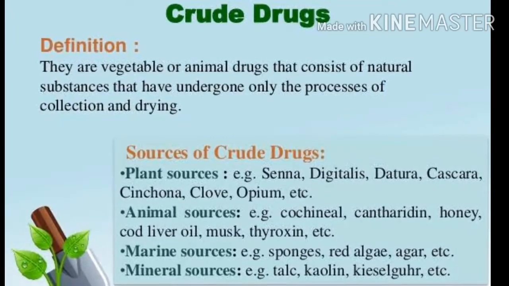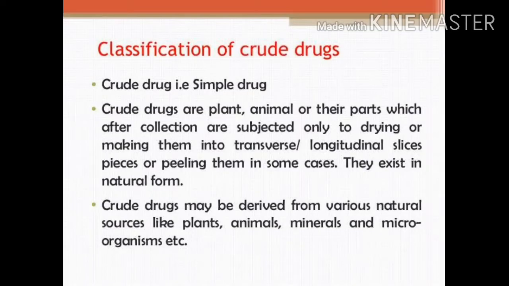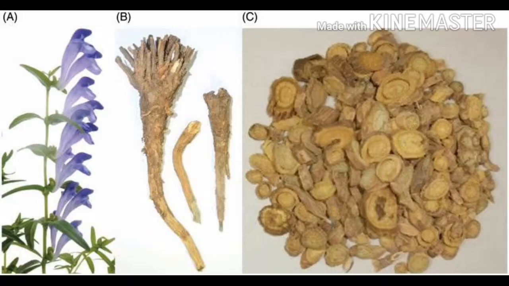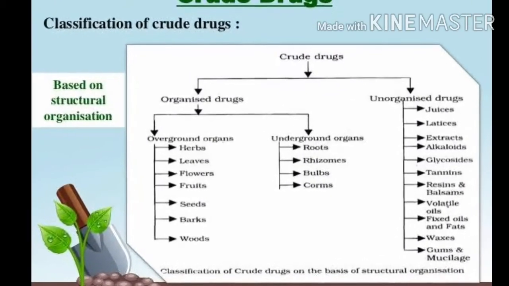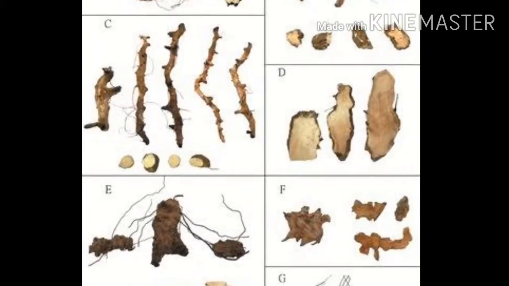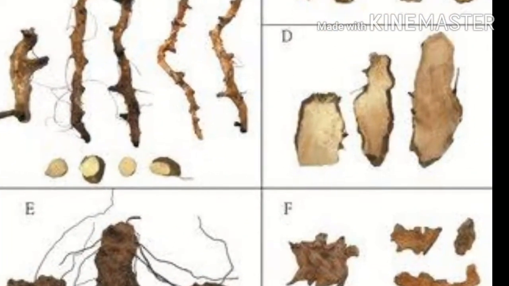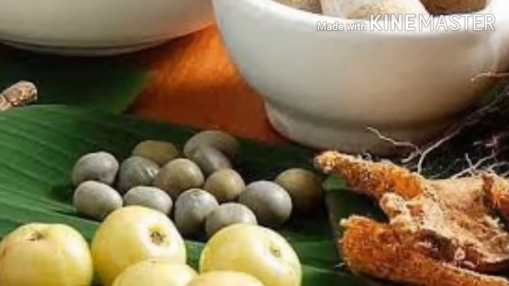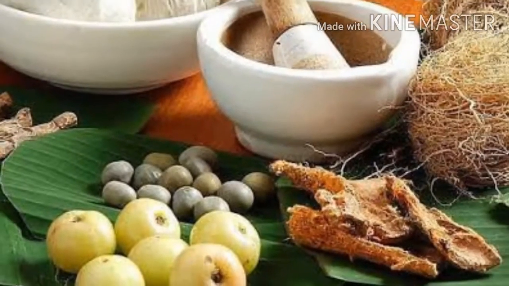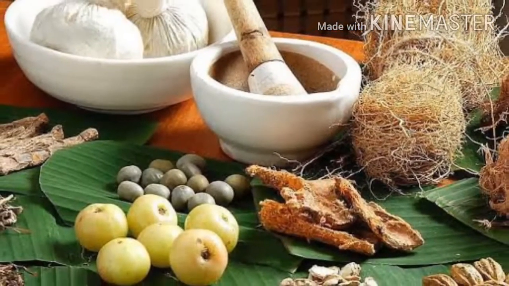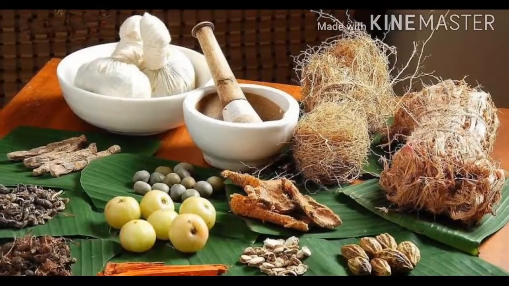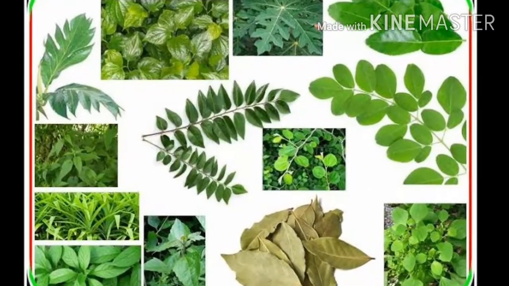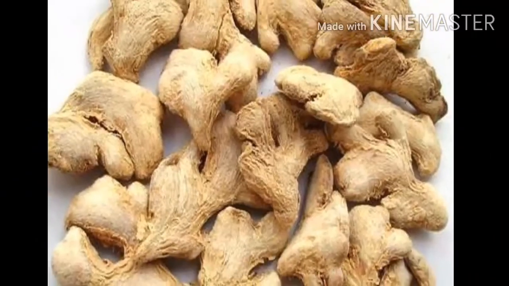These are natural substances or their parts that, after collection, undergo only drying, by cutting, slicing or peeling, etc. You also study organized and unorganized drugs. In case of plant products, the organized drugs consist of different plant parts such as seeds, fruits, leaves, barks, woods, etc. Examples are the seeds of Nux vomica, Nigella, then fruits of pepper, cumin, pomegranate, then leaves of neem, tulasi, hydrocotyle, and the rhizomes of ginger, turmeric, acorus, etc.